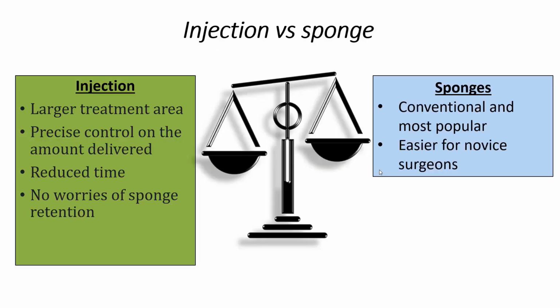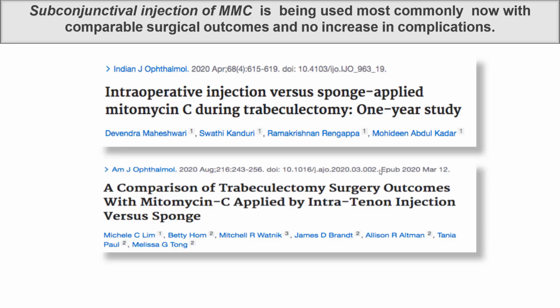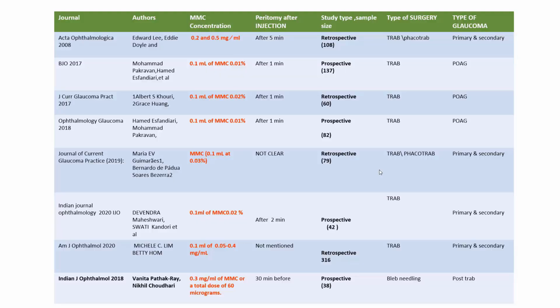To summarize, injections allow a larger treatment area and give precise control on the amount of the drug delivered. It also helps to reduce surgical time and eliminate sponge retention worries. While sponges remain the most popular and time-tested conventional method, it might be easier for novice surgeons. Subconjunctival injection of mitomycin C is being used most commonly now with comparable surgical outcomes and no increase in complications. Studies have shown comparable surgical outcomes with similar postoperative intraocular pressures.